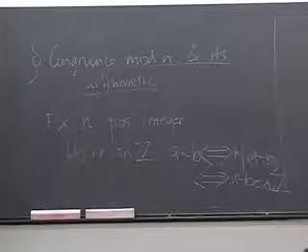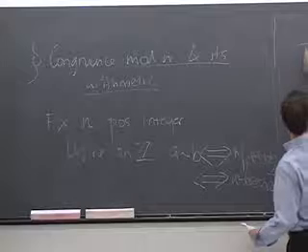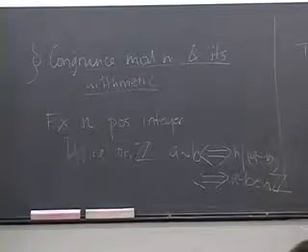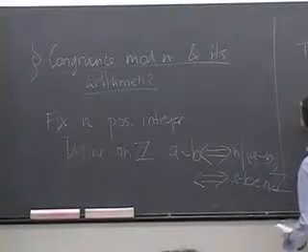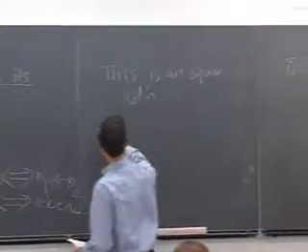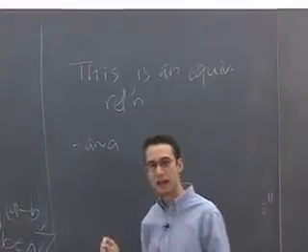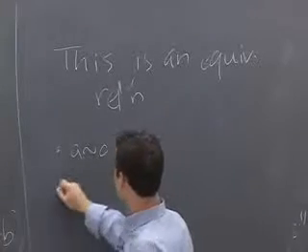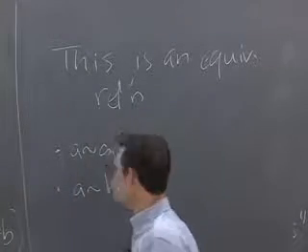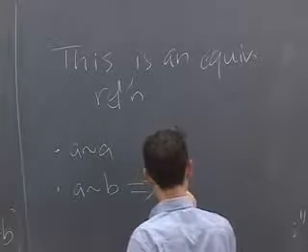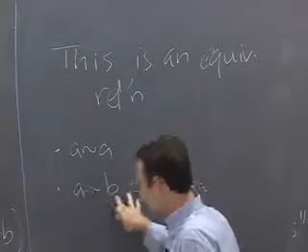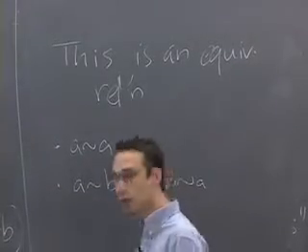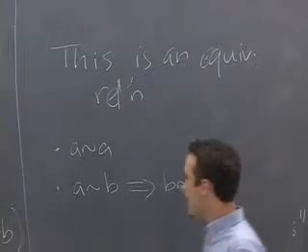Well, it's not hard to see that this is an equivalence relation. Why? Well, first of all, it's certainly reflexive. That just follows from the fact that a minus a is 0, which is certainly a multiple of n. If a is related to b, then certainly b is related to a, because what does this mean? Well, a minus b is a multiple of n, but then b minus a is certainly also a multiple of n, so b is related to a.